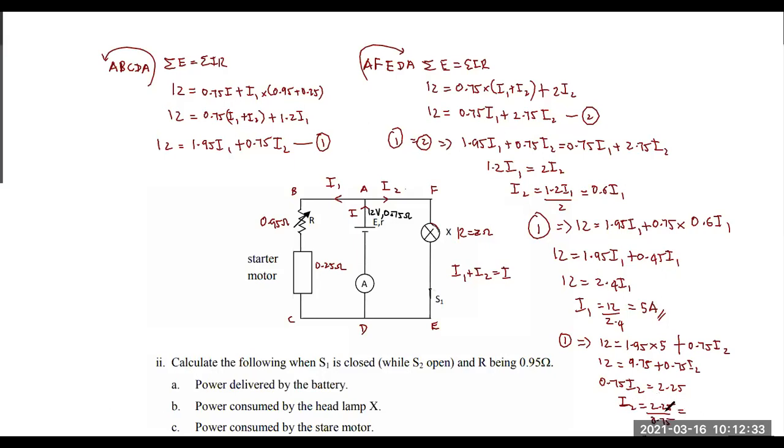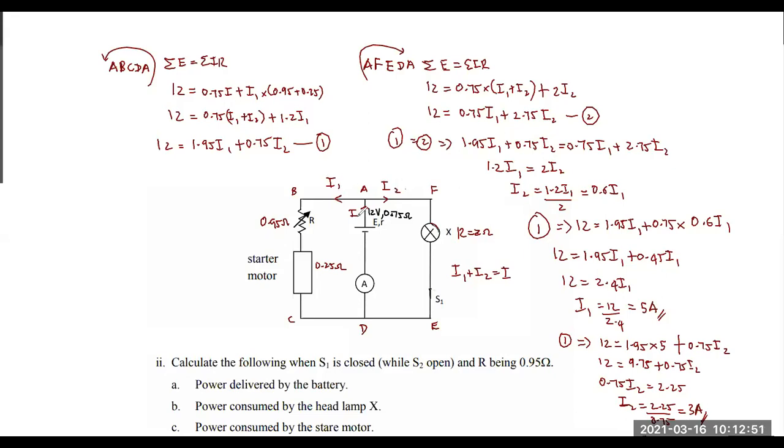225 divided by 75, what is it? Again, 3 ampere. When you multiply 75 by 3, 210, 15, 225. So 5 ampere and 3 ampere are the values for I1 and I2. We are not done, okay? We're almost done. We have found I1 and I2.